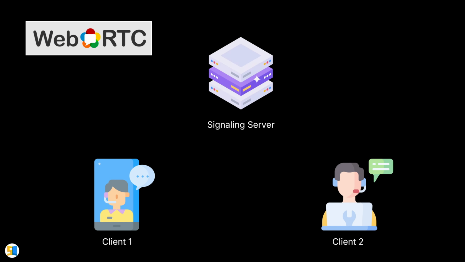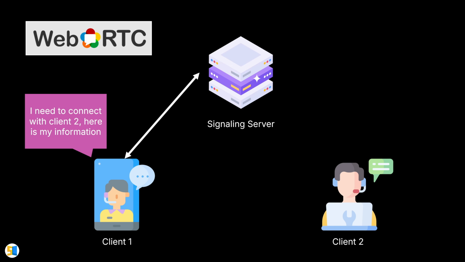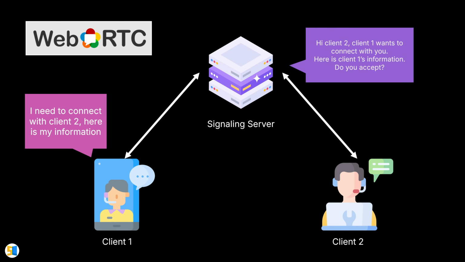WebRTC stands for Web Real-Time Communication. It's peer-to-peer communication between clients to exchange video or audio. How does it work? In WebRTC, it requires a signaling server to establish the connection for the first time. Client 1 will share his information to the signaling server. The signaling server will inform client 2 that client 1 wants to connect, along with his information.